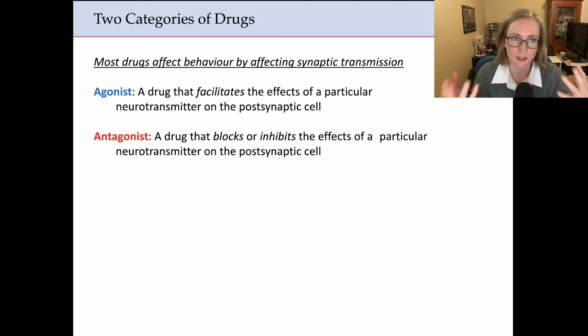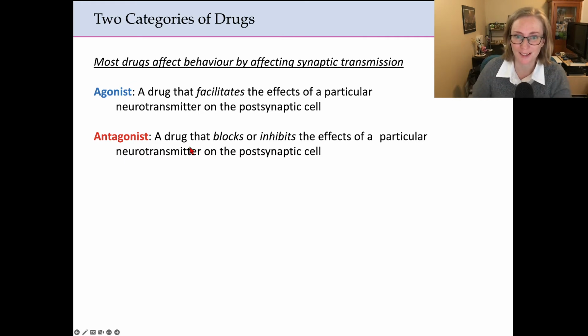That SSRI is going to be a serotonin agonist because it's going to help facilitate the effect of that neurotransmitter. Antagonist is the opposite. It either blocks or inhibits the effects of that neurotransmitter. So I mentioned SSRI here because it's easy to think, oh, it's called selective serotonin reuptake inhibitor. So it inhibits, right? It means it's an antagonist.